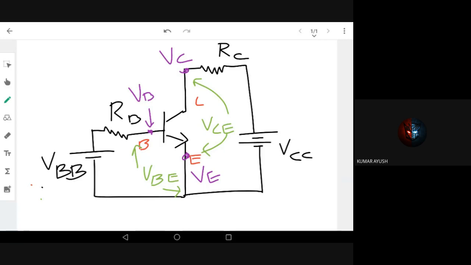So what is actually VBE? From this diagram, you can easily understand that VBE, the voltage across the base-emitter junction, is nothing but VB, the voltage at the base, minus the voltage at the emitter, right? Likewise, VCE is also the voltage at the collector minus the voltage at the emitter, right?